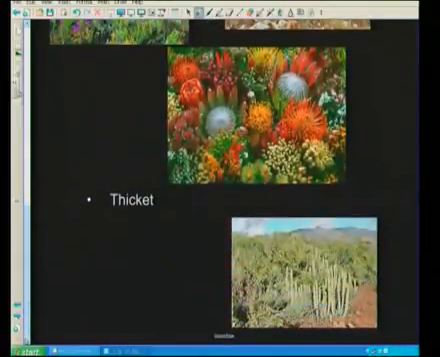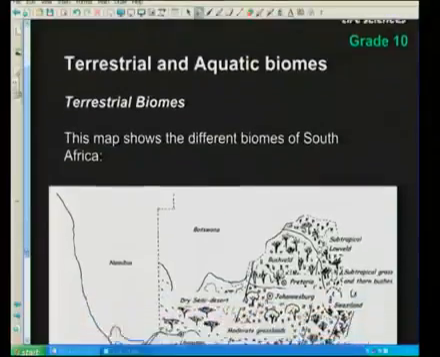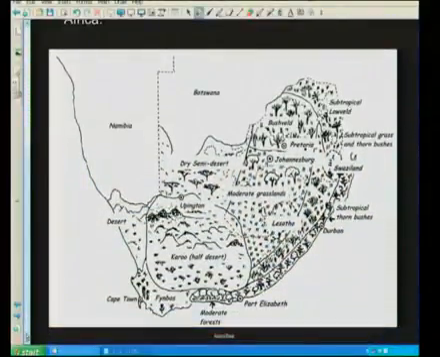And then the last one here is the thicket. Now this is a very unknown biome. This is more like what is found in KwaZulu-Natal, in the valleys, like in the river valleys, and it is not a forest. It's on the verge of being a forest, where we also have lush vegetation. All right, now we're going to move on to the map, and we're going to talk about the different biomes in a little bit more detail.